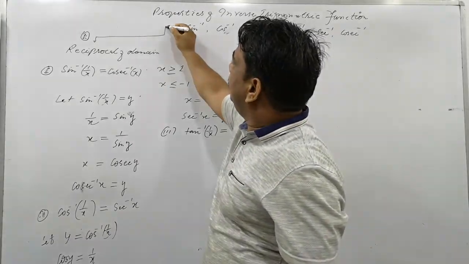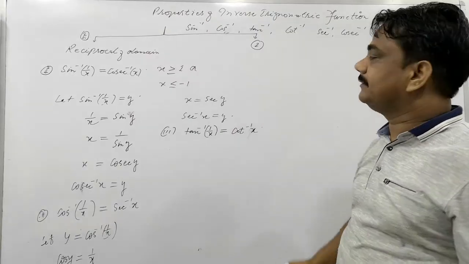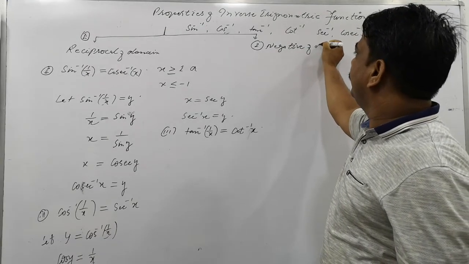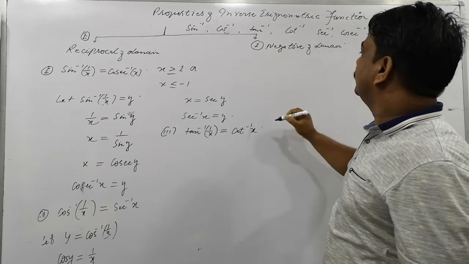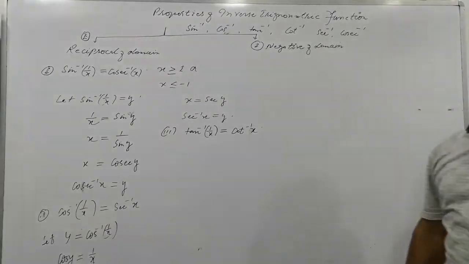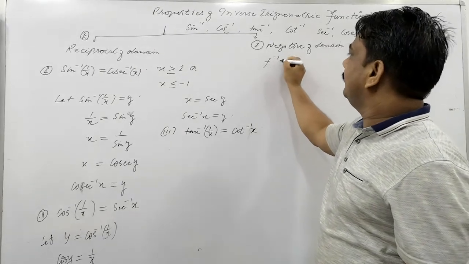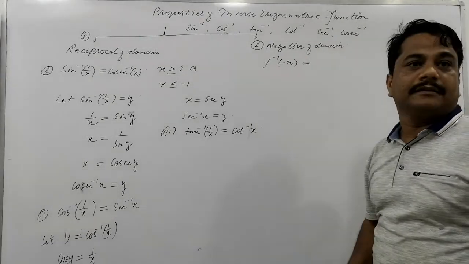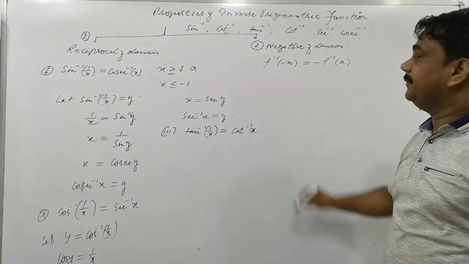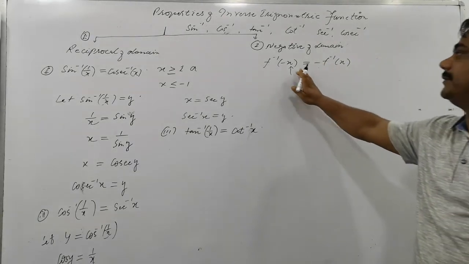This is property number 1, and now I'm telling property number 2: negative of domain. It can be called the additive inverse of the domain. That is f inverse of minus x. Then what will come here? f inverse of the same will come here or not? It means the domain is made negative, so the range also becomes negative. We'll check whether this happens or not.